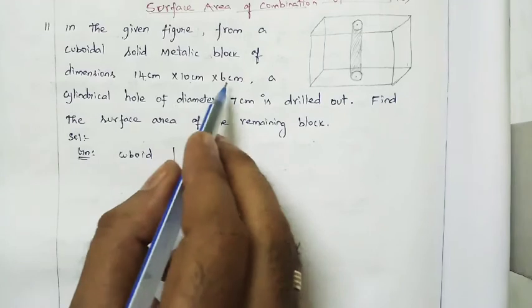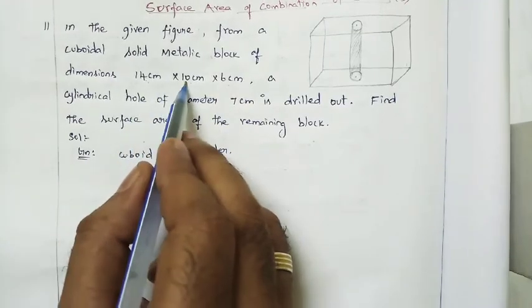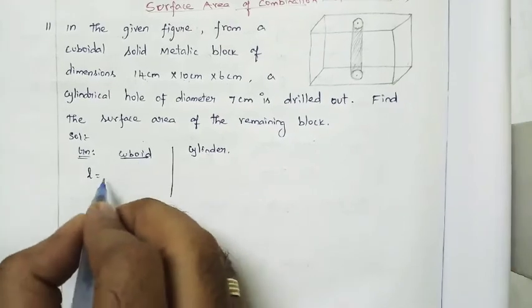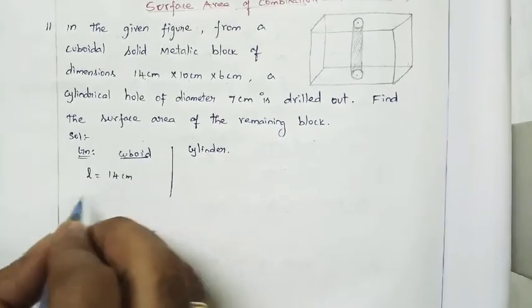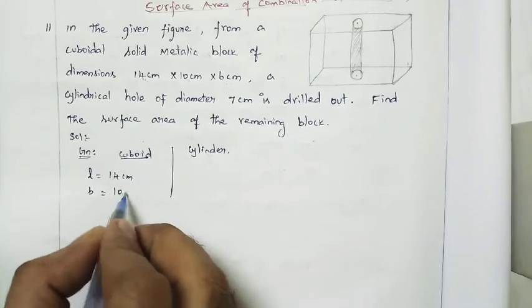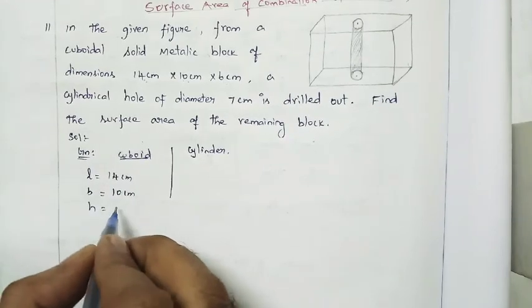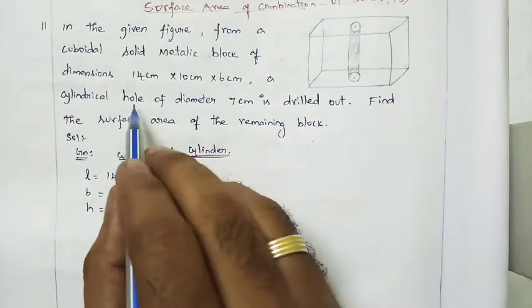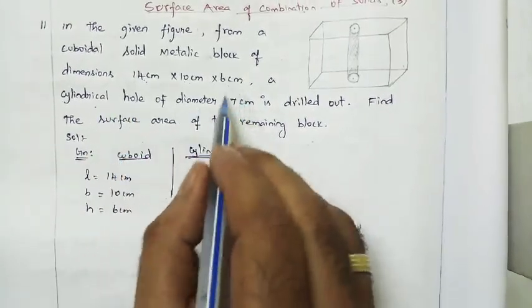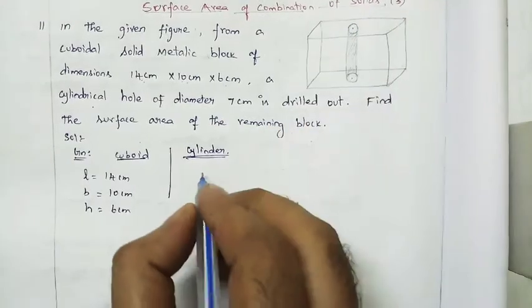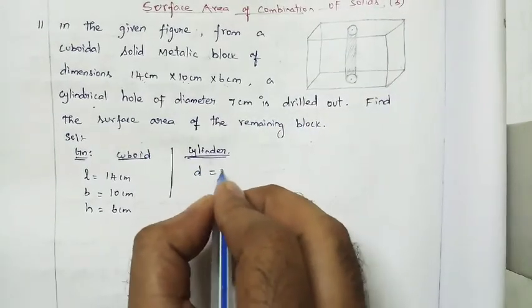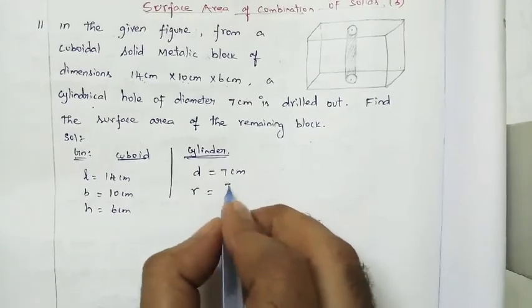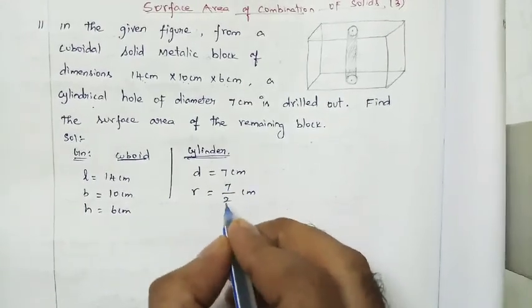14 into 10 into 6, length into breadth into height. So the length of the cuboid is 14 centimeter, breadth is 10 centimeter, and height of the cuboid is 6 centimeter. Next is the cylinder. They have given that the cylindrical hole has a diameter of 7 centimeter. So the diameter of the cylinder is 7 centimeter, then the radius is 7 by 2 centimeter.